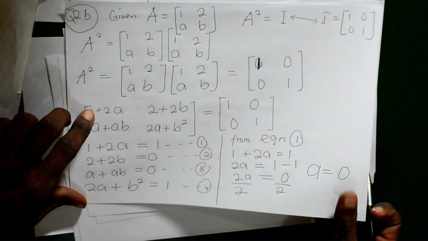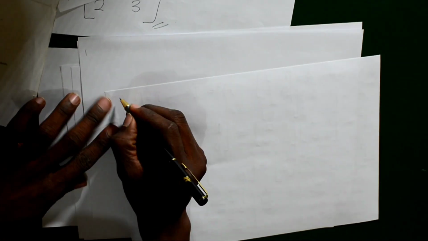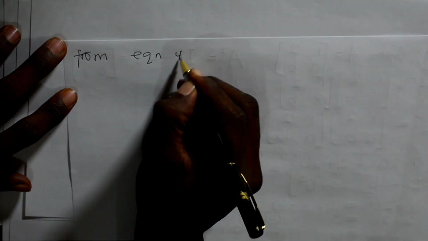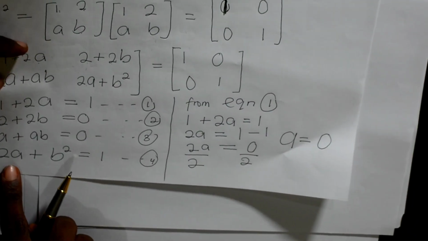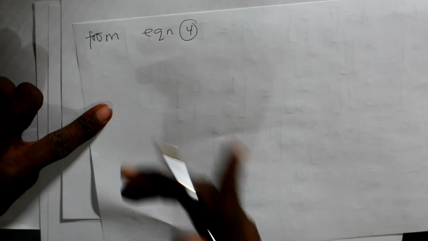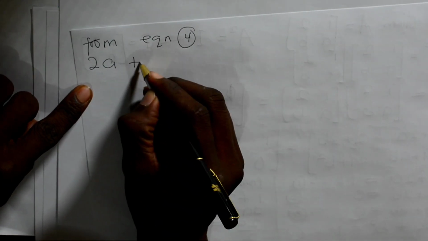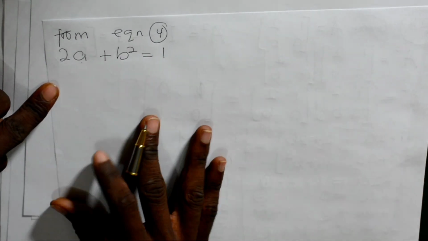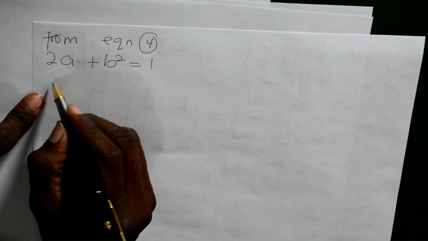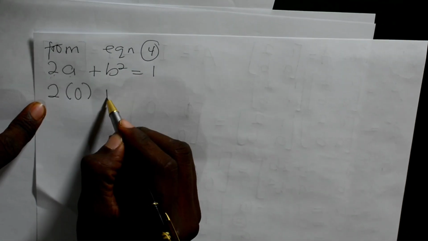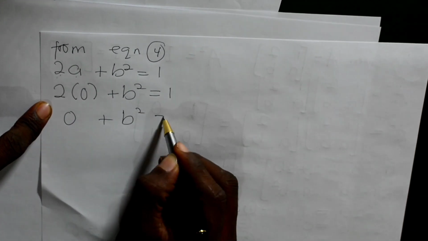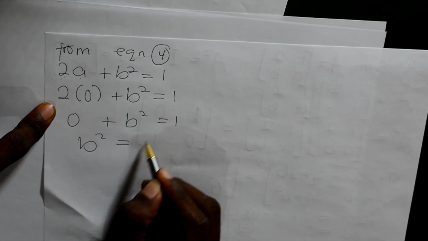So now let's find b from any equation above. From equation number 4, it says 2a plus b squared is equal to 1. We know that a is 0, as we found it. We substitute it here: 2 times 0 plus b squared will be equal to 1. 0 plus b squared equals 1. b squared will be equal to 1.